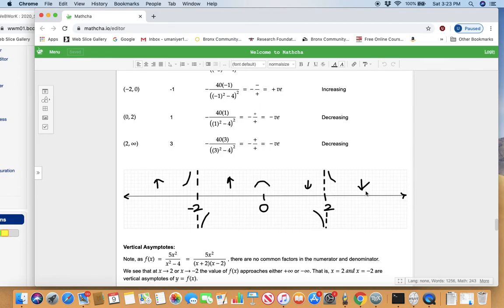After 2, I'm still decreasing. I cannot start below because where else am I going to go? So I have to come from above. So vertical asymptote behaves in this fashion, right? I have to come from above, positive infinity, going down because I am decreasing. So understand the nature of the curve as you approach asymptotes. I hope this is clear.